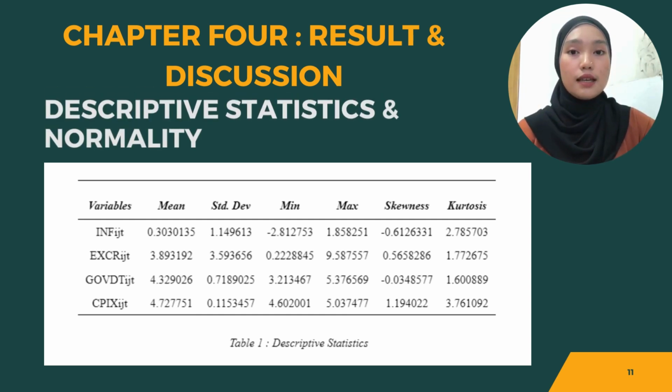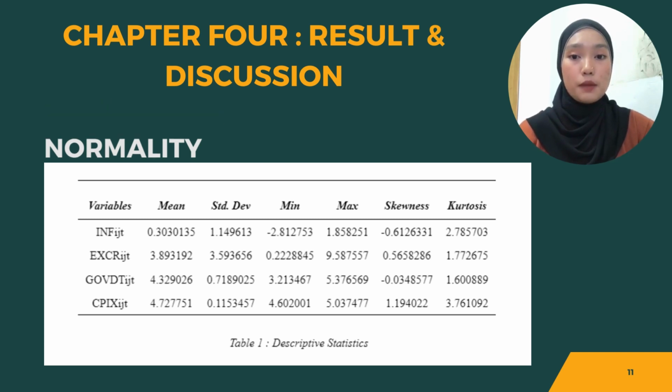The standard deviation is a more accurate and detailed estimate of dispersion because an outlier can greatly exaggerate the range. The standard deviation for inflation is 1.15%, whereas for the independent variables, exchange rate, government debt, and consumer price index is 3.59, 0.72%, and 0.12% respectively.